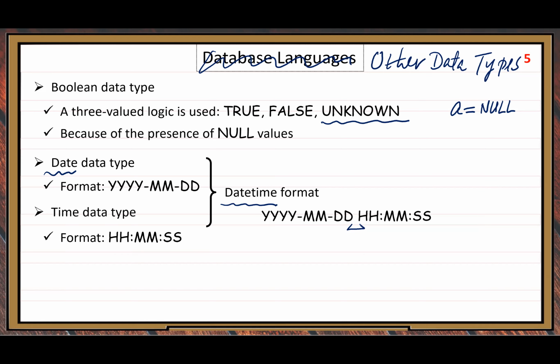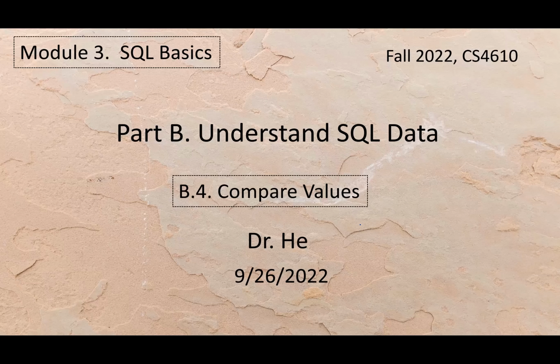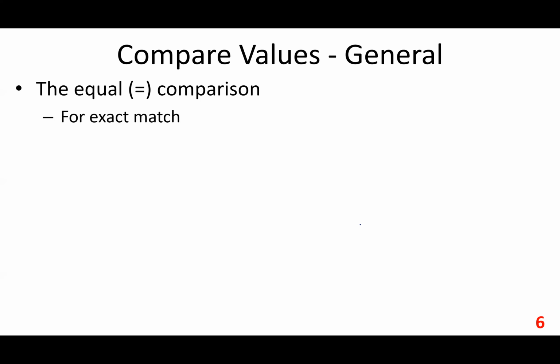Okay, all right. Then part B.4, compare values. Now we need to do some comparisons. Compare values, general comparison. Equal sign, not double equal sign, for exact match.